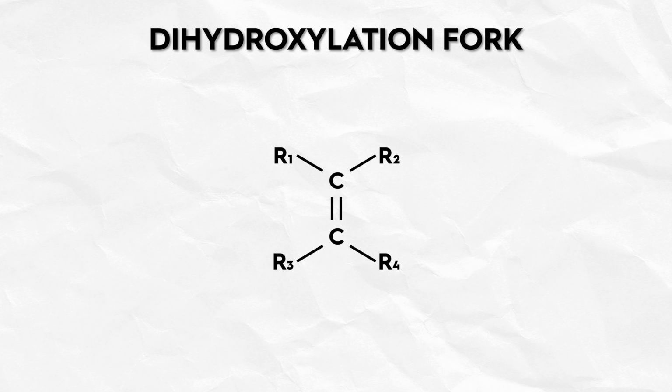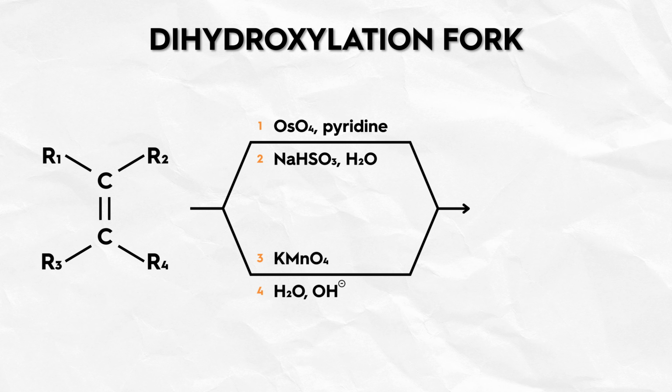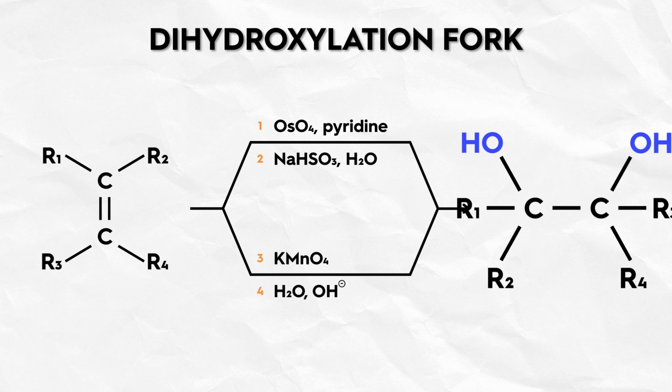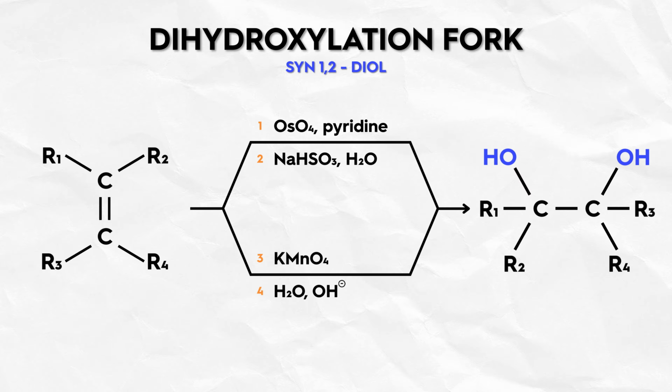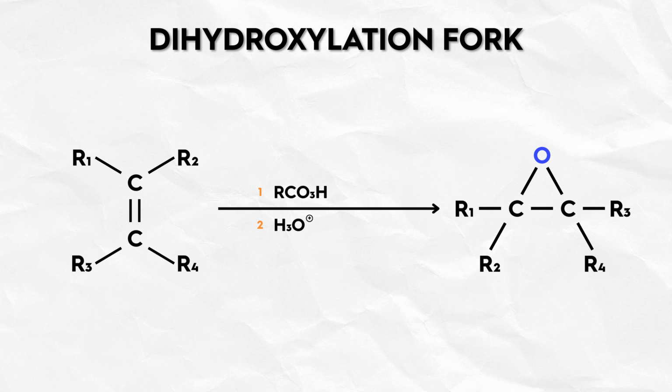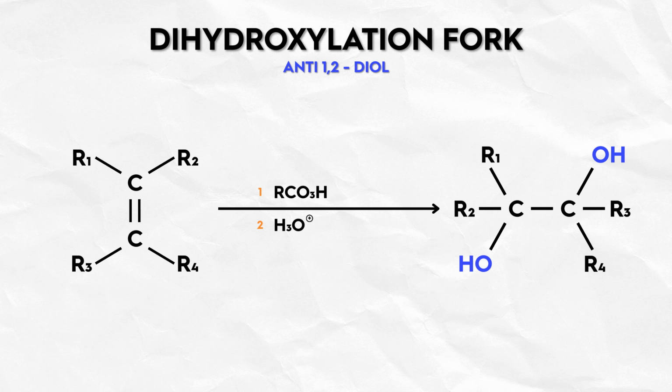Now, let's turn an alkene into a diol. Start with a double bond. If we use osmium tetroxide or cold, dilute permanganate, both oxygens add to the same side. That gives a syn 1,2 diol. But if we go the epoxide route, we first oxidize the alkene to an epoxide, then open that ring with water in acid. The nucleophile attacks from the backside, so the two hydroxyls end up on opposite sides, an anti-1,2 diol. Same goal, two OHs, different path, different stereochemistry.